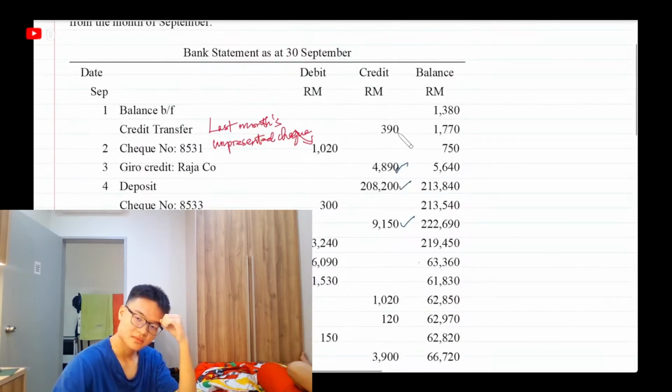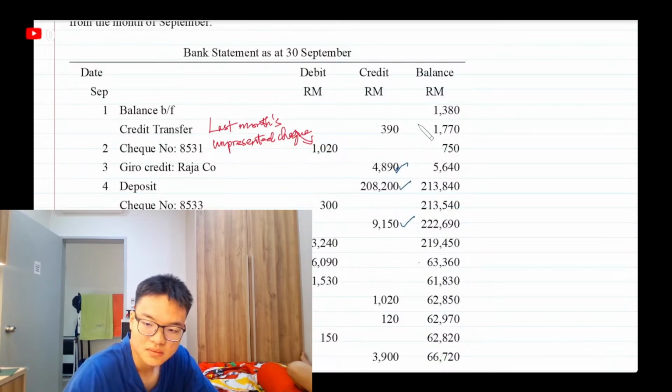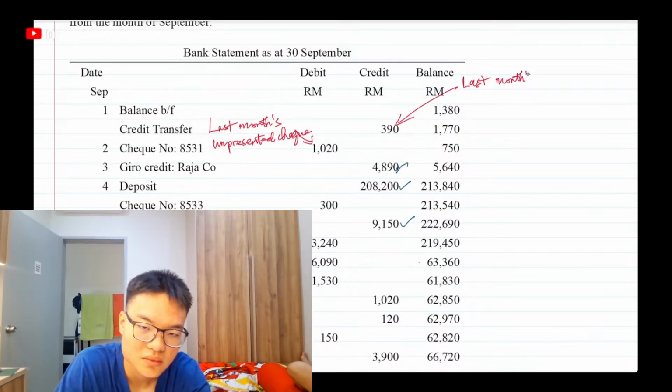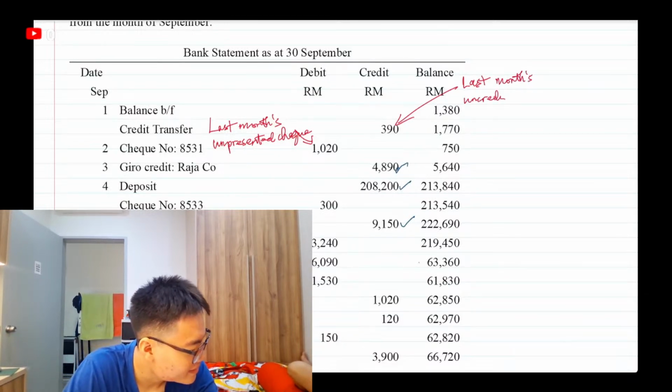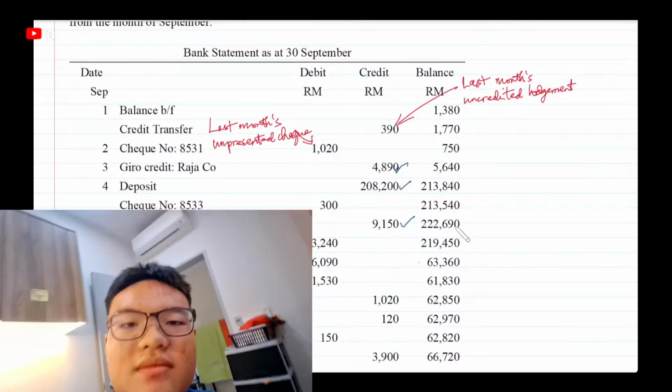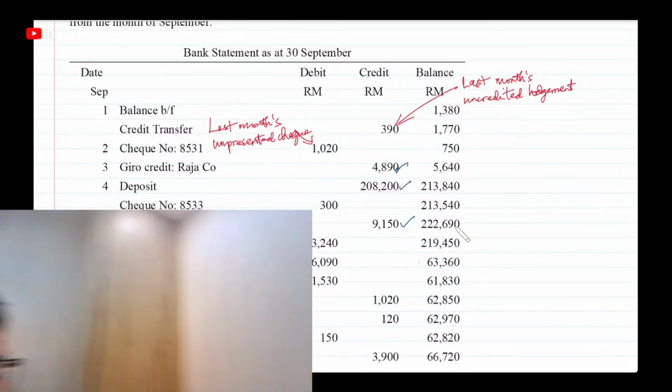So most likely, this is last month's uncredited allotment. So the unpresented check this month will become presented next month. The uncredited allotment this month will be credited in next month's bank statement. You understand? The money must come in sooner or later. Right? So this is actually last month's uncredited allotment. You understand? So it was already recorded in the cash book, but last month.